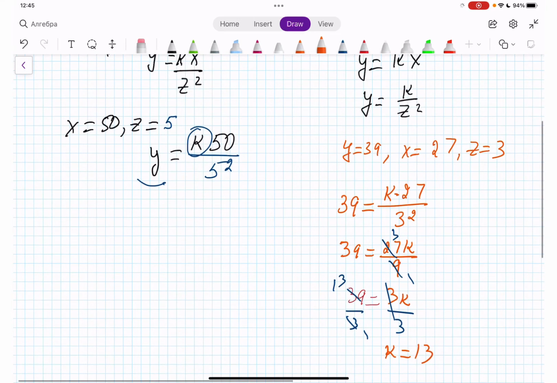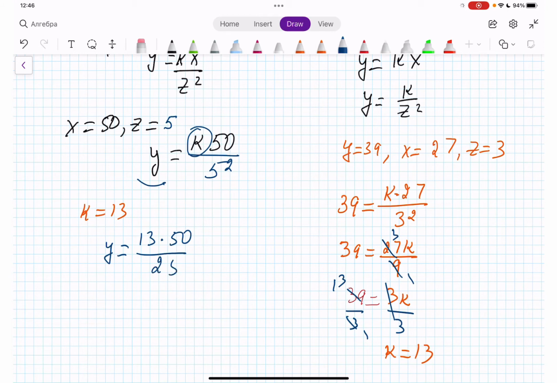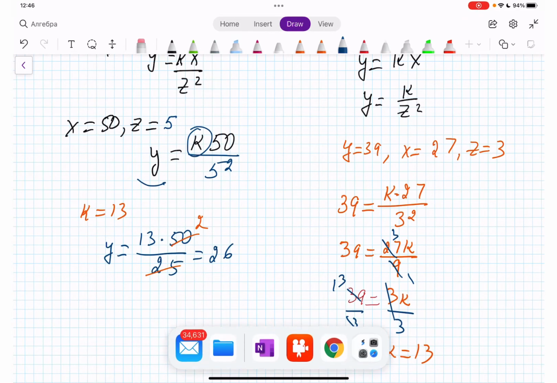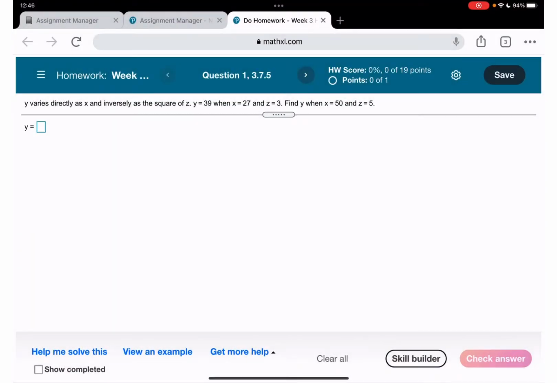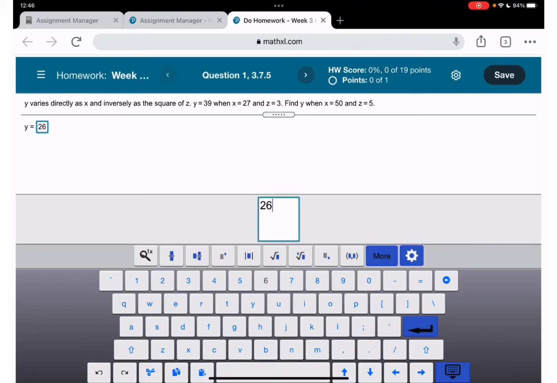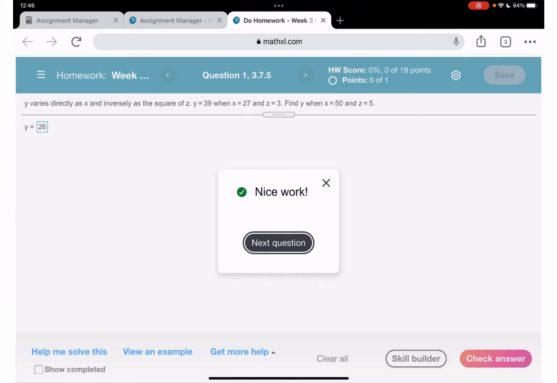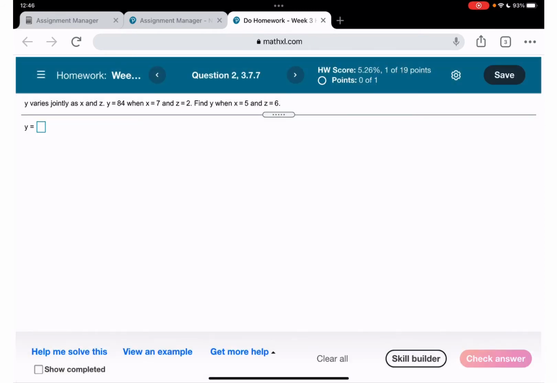Now I can plug in k is equal to 13 and solve. Y is equal to 13 times 50 divided by 25, right? 5 squared is 25, so 50 divided by 25 is going to be 2, and 13 times 2 is 26. So my answer is going to be 26. Let's type it in and check. Bingo. Moving to the next question.